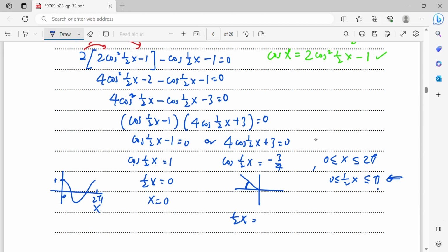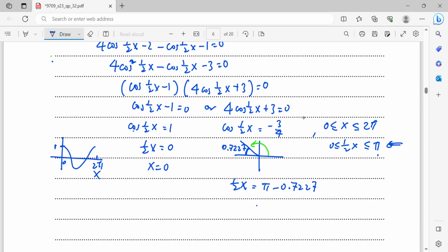I will get this part, which is 0.7227. I get the basic angle first. But then my actual angle is the major angle, which is the green color, which means now I need to use pi minus 0.7227. Alright, then now you will be getting 2.4189, and then for x you just multiply by 2 and round up to 3 significant figures. So my x will be 4.84.